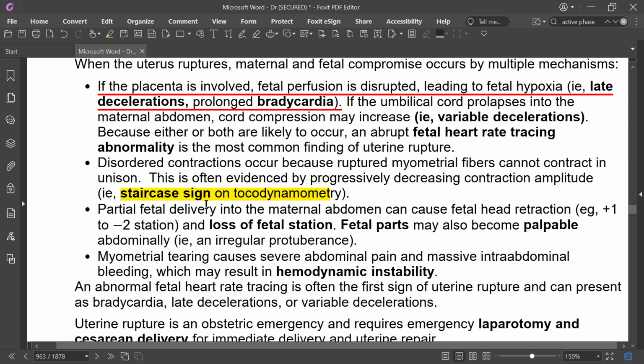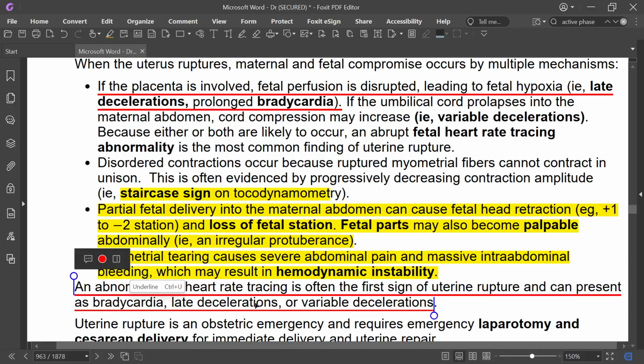Partial fetal delivery into the maternal abdomen can cause fetal head retraction, a change from +1 to -2 station, and loss of fetal station. Fetal parts may become abnormally visible. Myometrial tearing causes severe abdominal pain, causing hemodynamic abnormality. An abnormal fetal heart rate tracing is often the first sign of uterine rupture and can present with bradycardia, late deceleration, and variable deceleration.